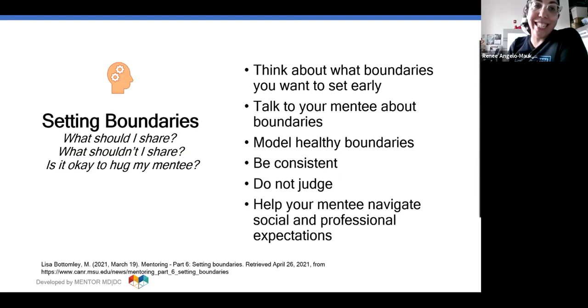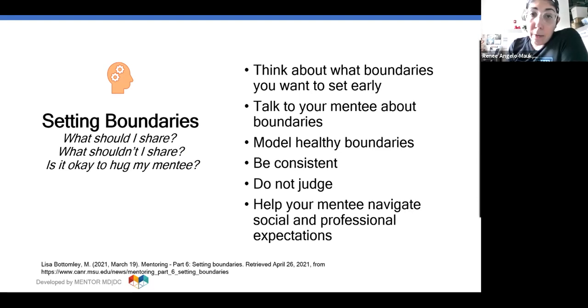How to set boundaries. What should I share? What shouldn't I share? Is it okay to hug? Young people learn how to set boundaries by watching others. So it will be beneficial to the mentee to see their mentor firmly setting boundaries and doing so in a kind way.